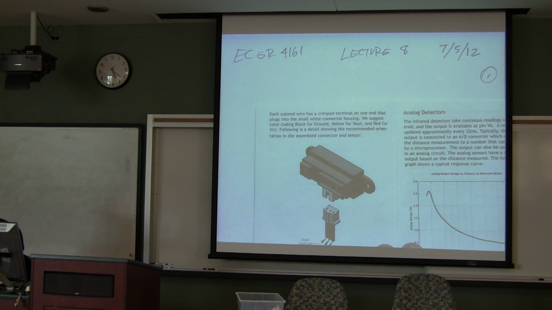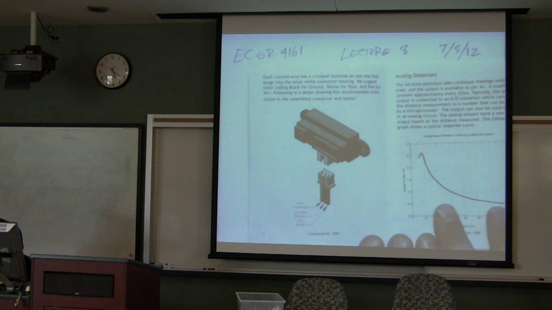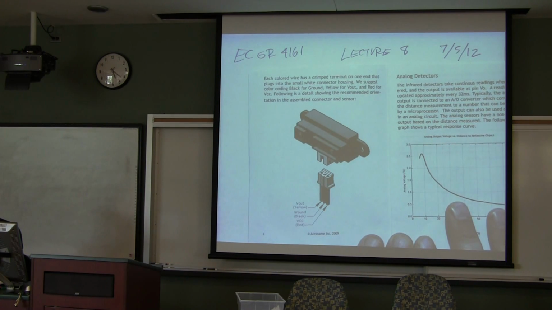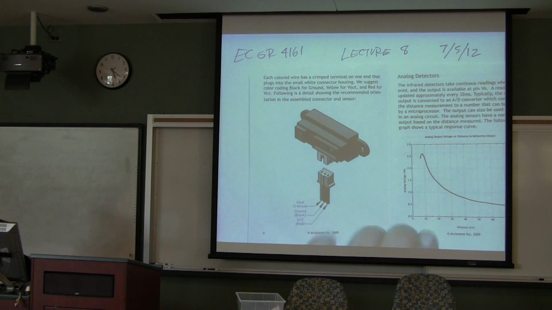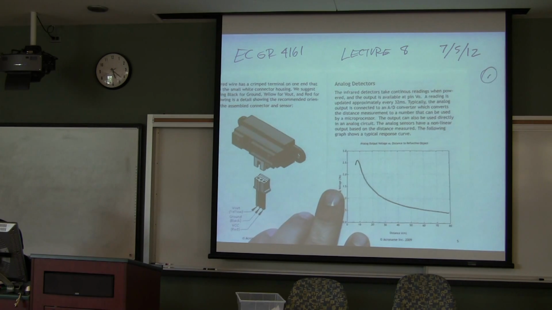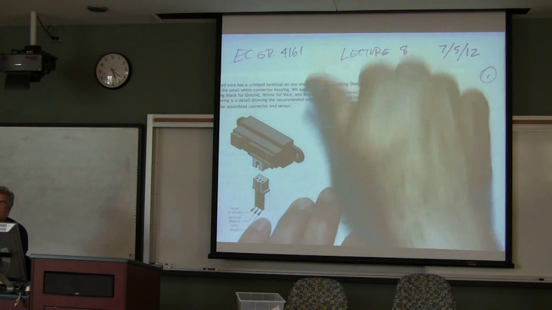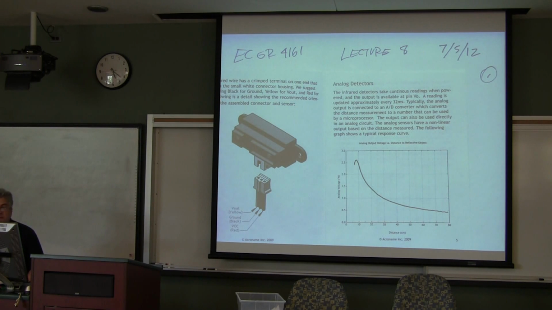For those of you who are mechanically impaired, they even tell you how to connect it. All right? So, here's how it works. The infrared detector will take continuous readings every 32 milliseconds. So notice that. That means this is limited to a frequency of what?